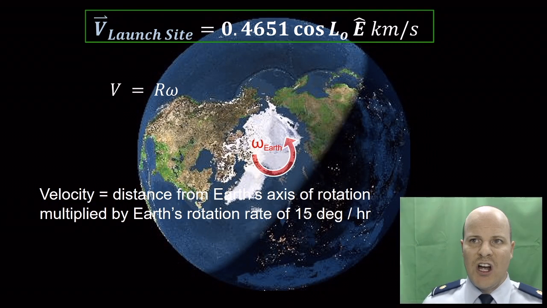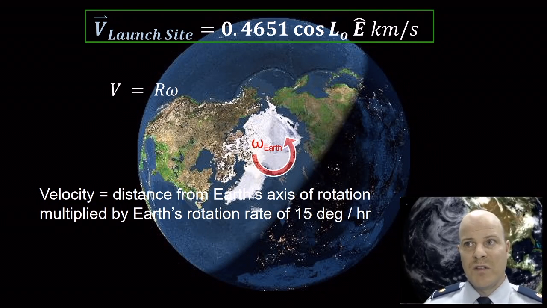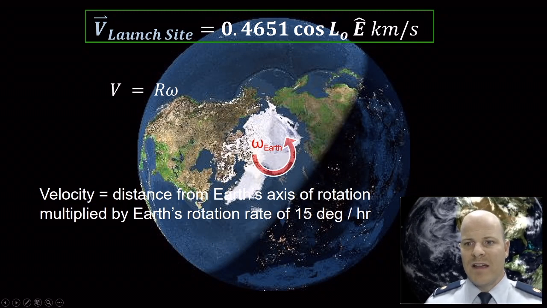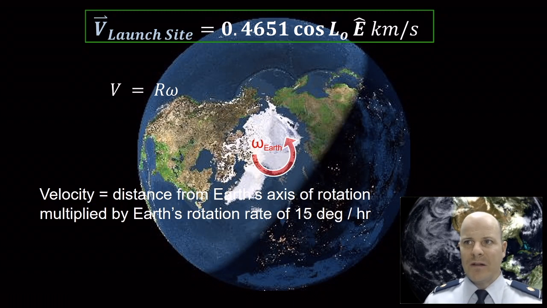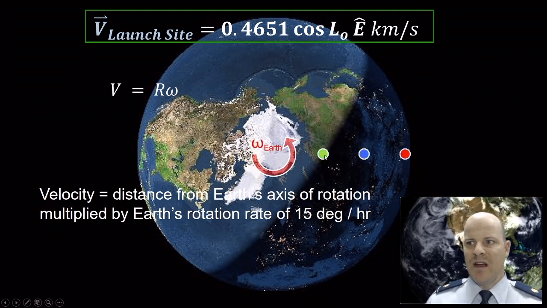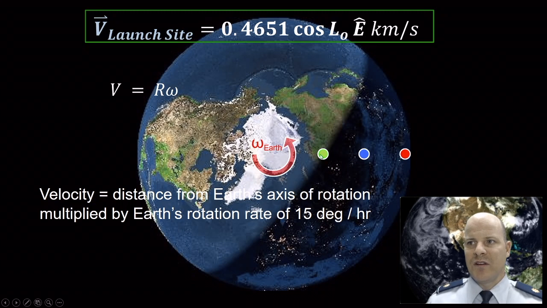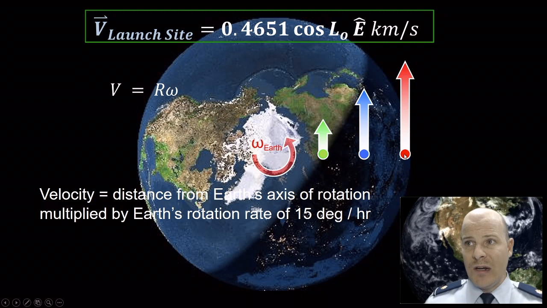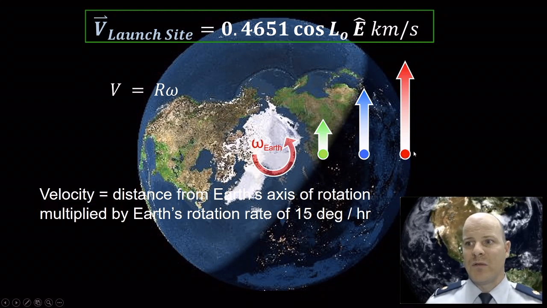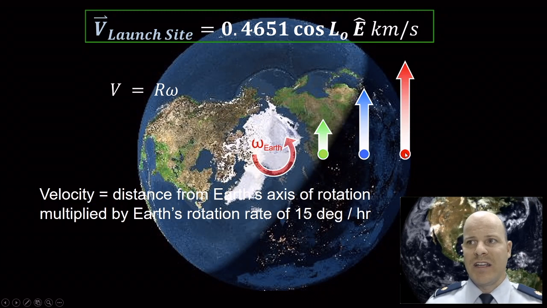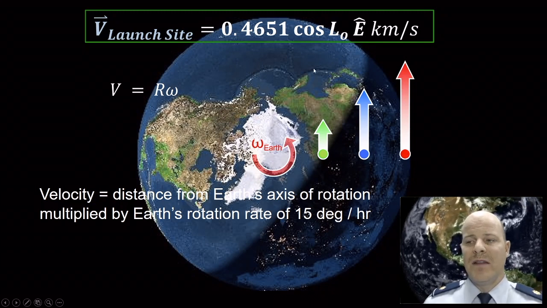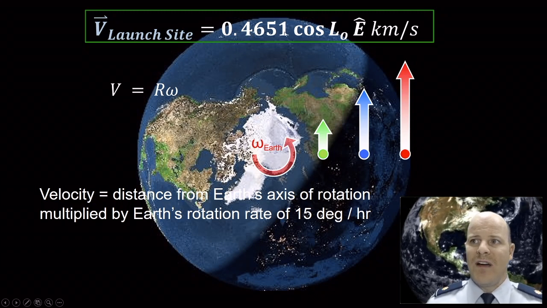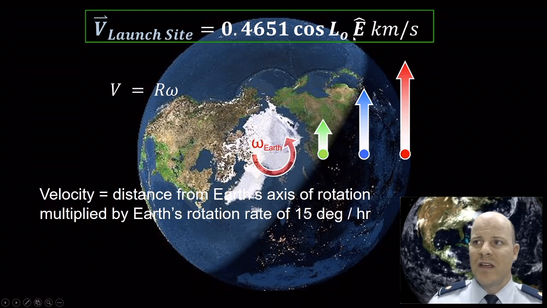All right, so let's talk about our launch site velocity. So the fact that our launch site is fixed on a rotating Earth. So here we've got a rotating Earth, and it's going to be spinning counterclockwise. If you remember, it's turning 15 degrees per hour. And so if our launch site, depending on whether it's near the equator or closer up here to the poles, is going to have a particular velocity. And that velocity is actually going to increase as we move away from our axis of rotation here. So on the equator, we're going to get a little bit more boost at our launch site, and that's going to be related to this equation here that V launch site is equal to 0.4651 times the cosine of our launch site latitude in the east direction.